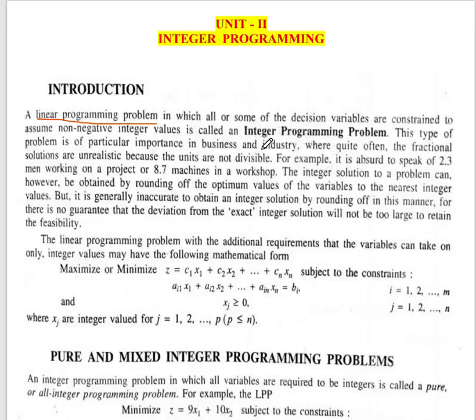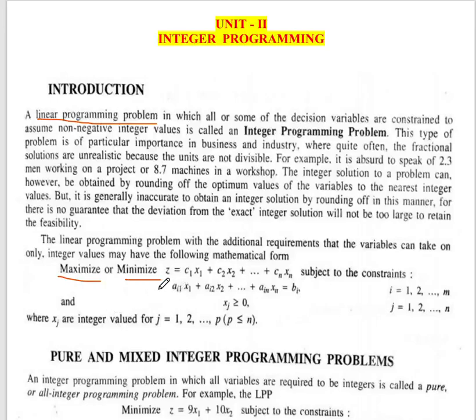So in this integer programming problem, some or all of the decision variables in the constraints can assume non-negative integer values. Such types of problem are called integer programming problems. The mathematical form of the integer programming problem can be written with the objective function as maximize or minimize, which depends on the given problem.